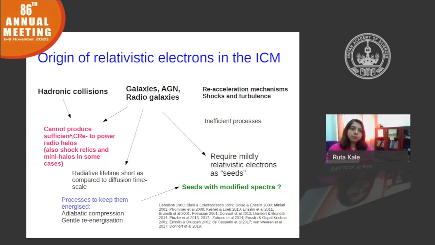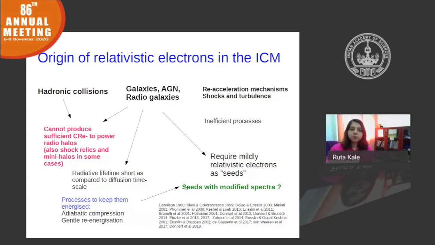There is another process through hadronic collisions by which they can be produced. So both these sources on the left, the hadronic collisions and galaxies, jets, and so on, produce these relativistic electrons, but they die out pretty quickly, and thus you need these reacceleration processes via shocks and turbulence. However, these processes are very inefficient if they were to directly take the thermal pool electrons and reaccelerate them. Thus, for these two mechanisms on the left, the idea is that they produce seed relativistic electrons, which are then accelerated to produce these cluster-wide sources.